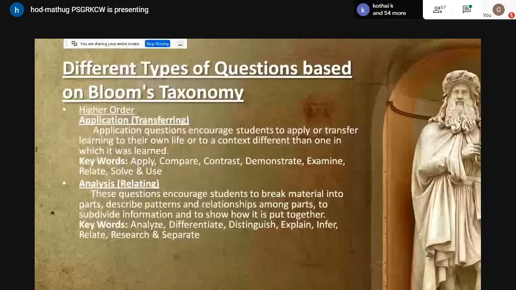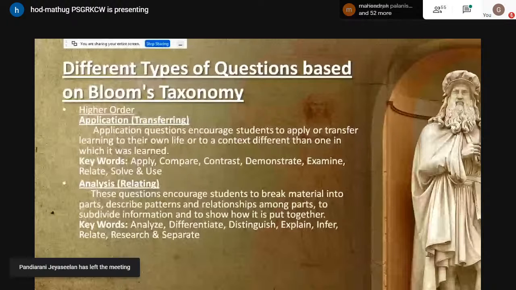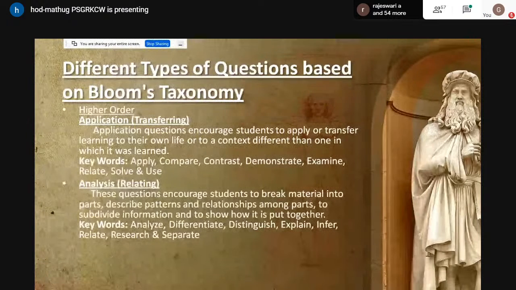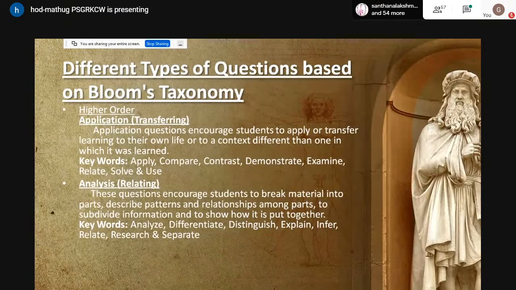So in the application level, application questions encourage the students to apply or transfer learning to their own life or to a context different than the one in which it was learned. So in classroom teaching, whatever problem you have given, from that, if you give a different situation and ask questions, then it comes under the application level. He must know the basic concept. Apart from remembering it, he should have understood it. And now he must know how to apply it to a different situation.